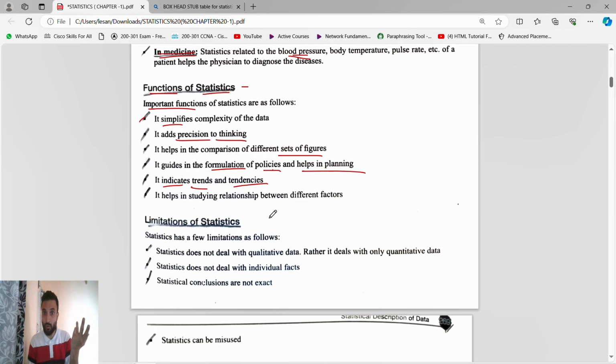Yes, obviously we get to know in the share market and all. We'll see the trends, that this trend is going on. Trend means not the Instagram reels and the audio trending. Okay, it helps in studying the relationship between different factors. So relationship between the factors. By how we'll do the collection, same presentation, same analysis, same interpretation.